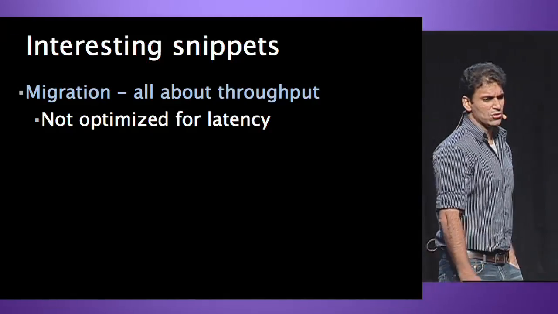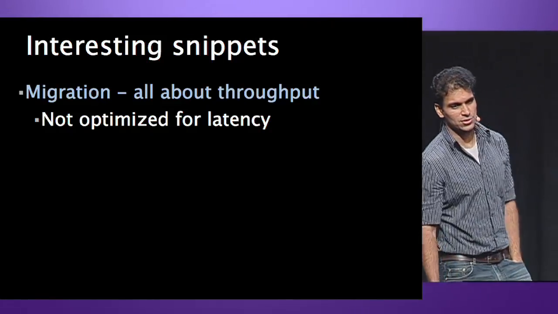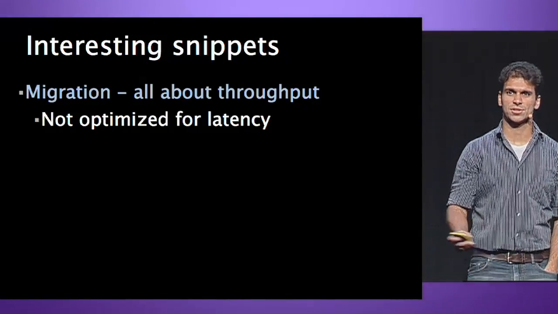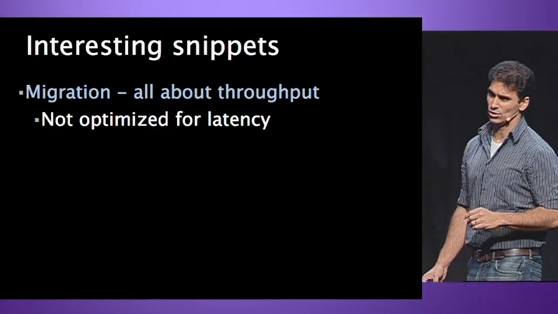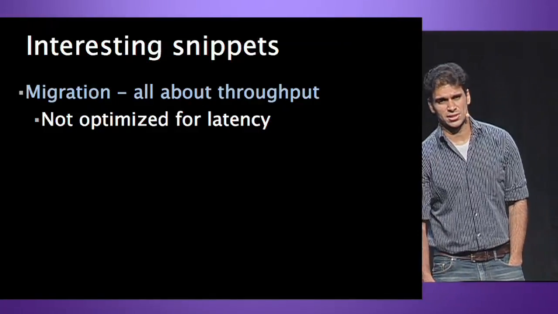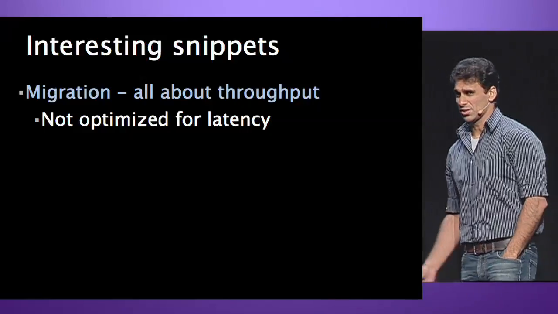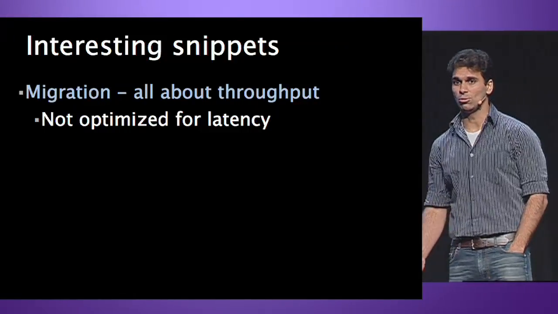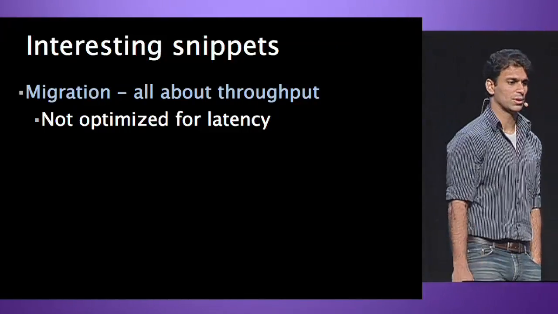So here are some interesting snippets from our experience using HBase, MapReduce, HDFS across the board, trying to migrate the user's data. So it's all about throughput. It's not a latency game. It's not about how fast you can migrate a single user. It's about how fast you can get the whole batch done. So we worked that way.